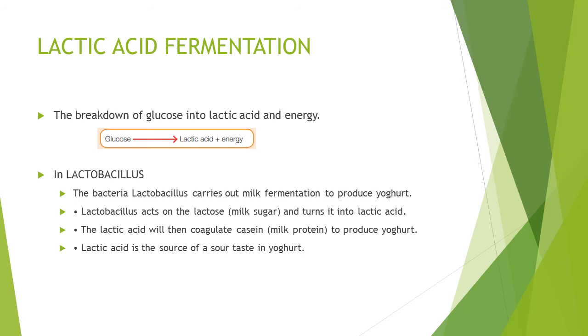So how to make yogurt? You just add Lactobacillus into the milk. So this Lactobacillus will coagulate the protein in milk, so it will produce yogurt. So the sour taste of yogurt is the lactic acid.